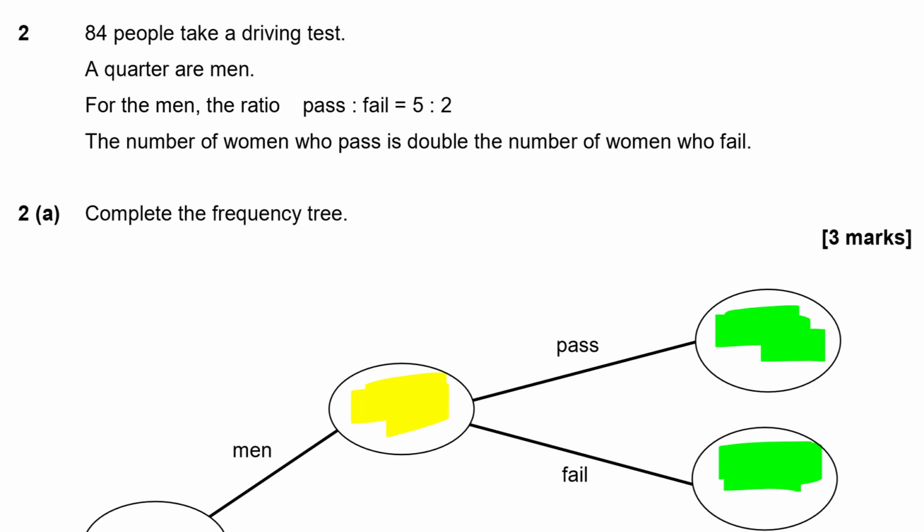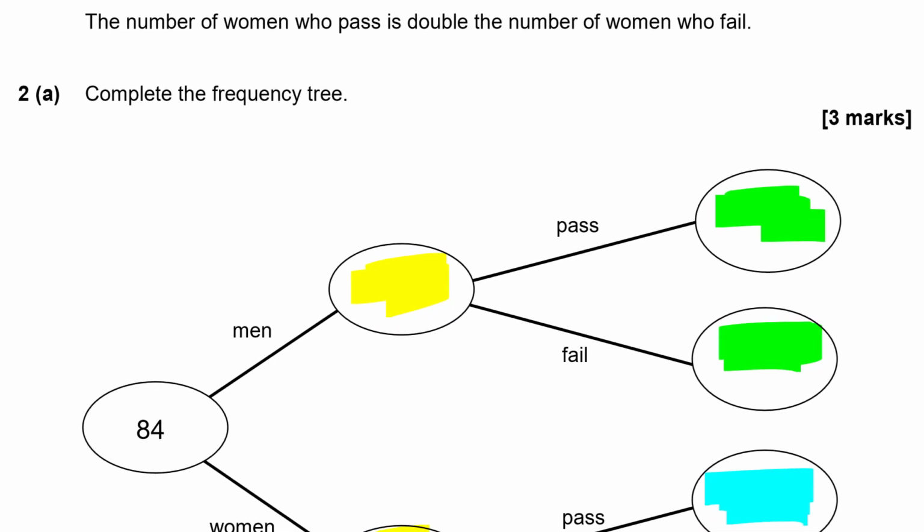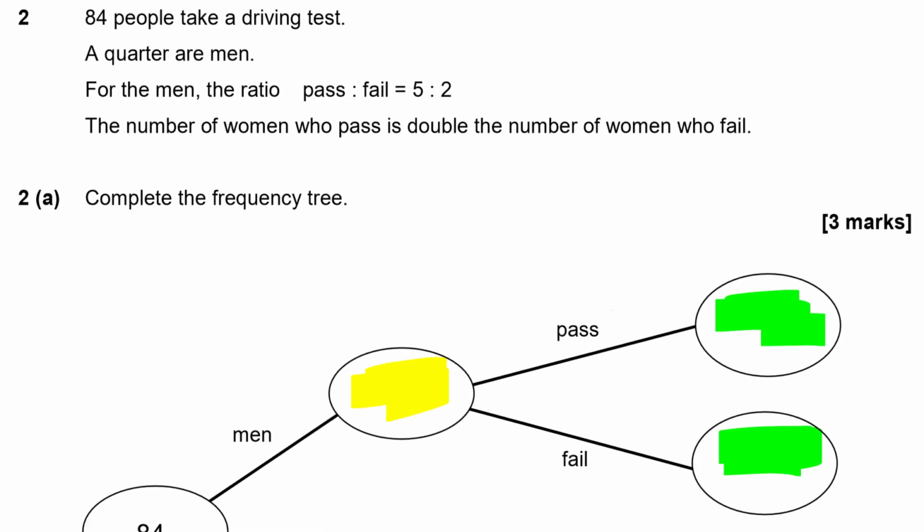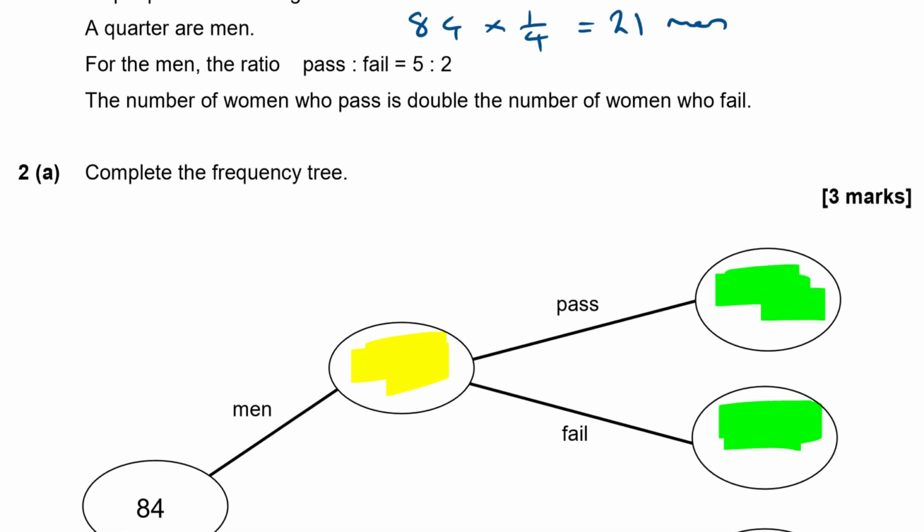Okay, so let's take it from the top then. It says 84 people are taking the driving test. That's already been added to the diagram. That's the top circle. Now the next piece of information says 1/4 are men. So if we multiply 84 by a quarter, same as dividing it by 4, what's that then? Well, 4 goes into 80 20 times, plus 1 is 21, isn't it? So there must be 21 men. So we can write that in this box.